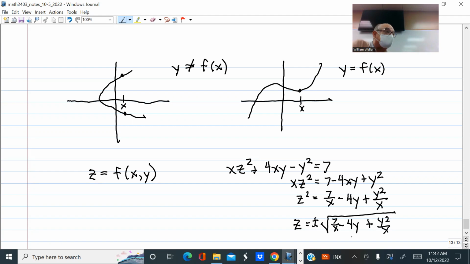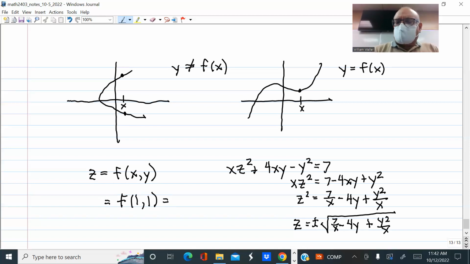I bet, for instance, when you choose x to be 1 and y to be 1, if you look at that input, so in other words, what is f of 1, 1 here for this function? Let's see. Can y'all tell me that? Can we do that math in our head quickly? That would be what? 7 minus 4 plus 1? Is that 4? And we're taking the square root, right? So we get what? Plus or minus 2?